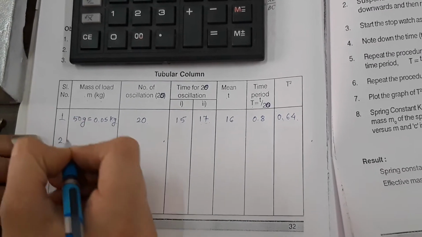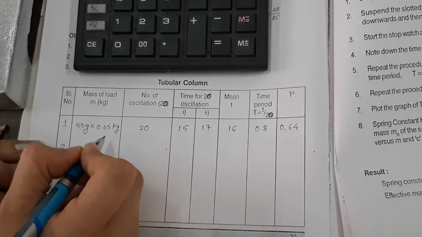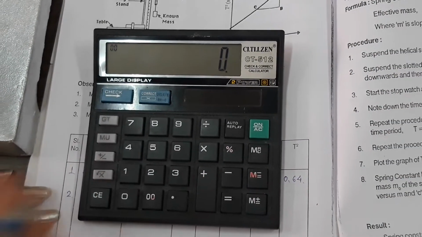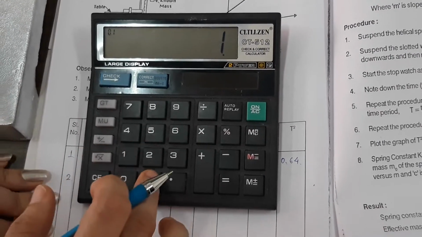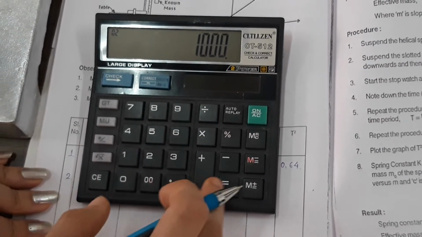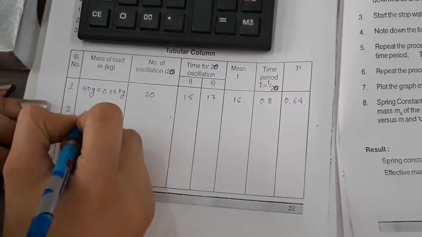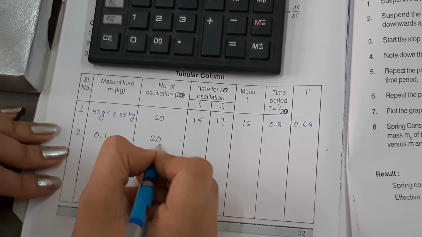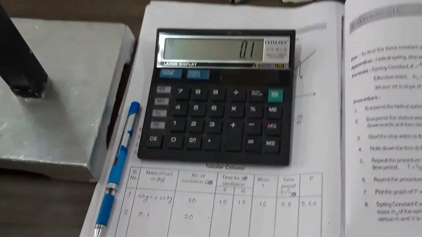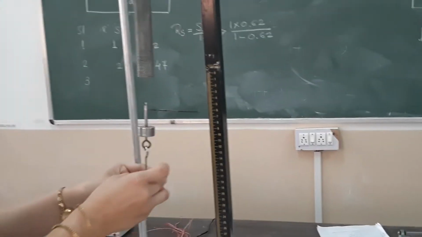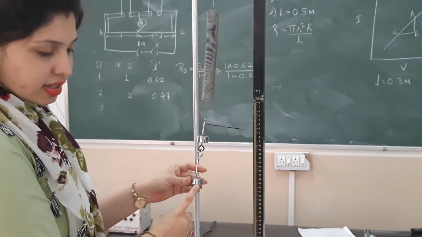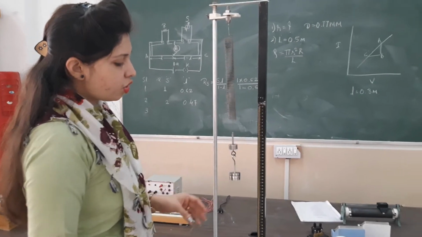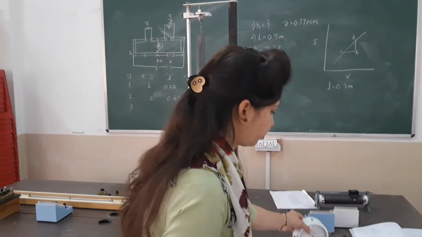Let us take the second value by adding 50 gram more. If I add 50 gram more, then that gives you 100 gram. So 100 gram will convert to kg. That is 100 divided by 1000, 0.1 kg. So I will write here as 0.1. Number of oscillations will remain 20. Next, here we are going to add 50 more, because this is 50, this is the base, no need to consider, this is 50, so plus 50 gives you 100. Repeat the same procedure.